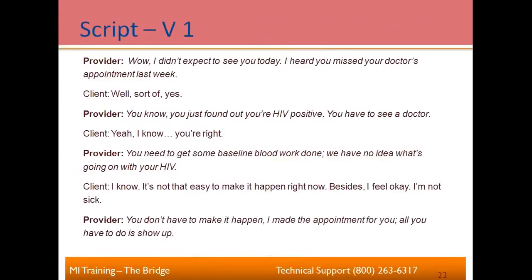So let me bring this up. What I'm going to ask is that you all play the provider and I will play the client. There are two versions of this, version one and version two. When I say go, I want you all out loud to read together the provider line. I will then say the client line, and then I'd like you to read the provider line, and I will say the client line. So just somebody type in for me, do you understand the instructions, yes or no?